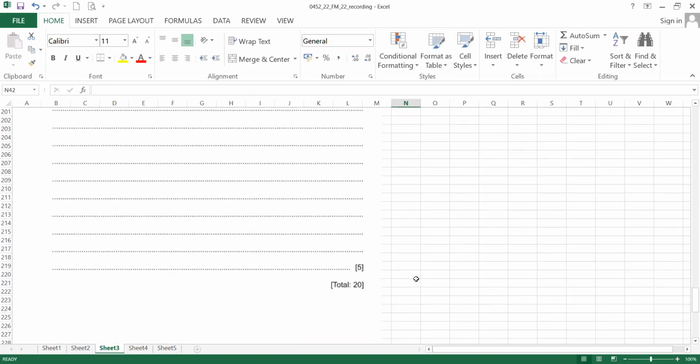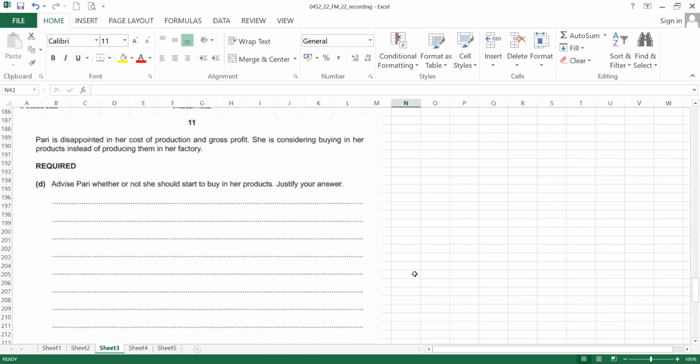Okay, the question D section. Pari is disappointed in her cost of production and gross profit. She is considering buying her product instead of producing them in the factory. Advise Pari whether or not she should start to buy. There are pros and cons of buying the goods. So what is the benefit of buying the goods?